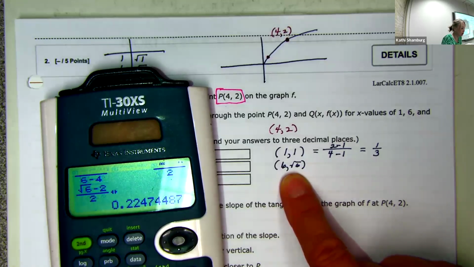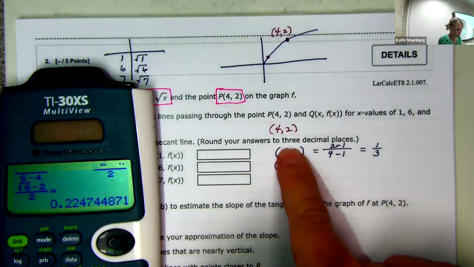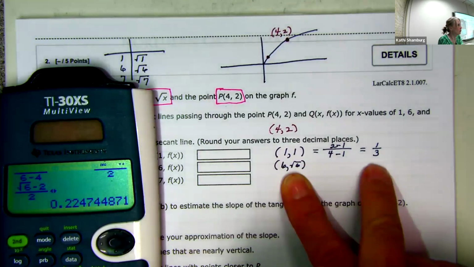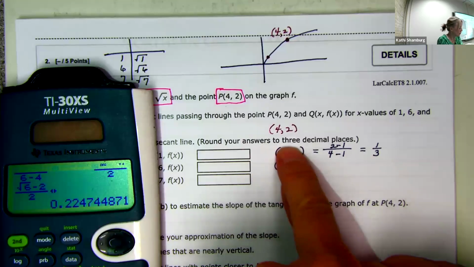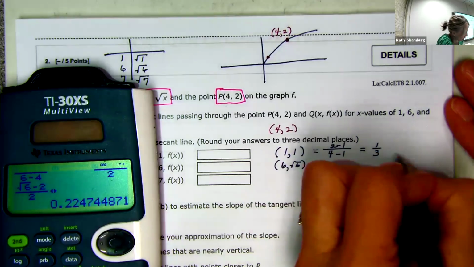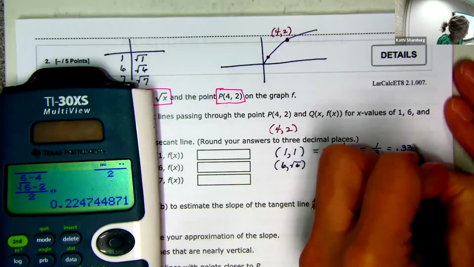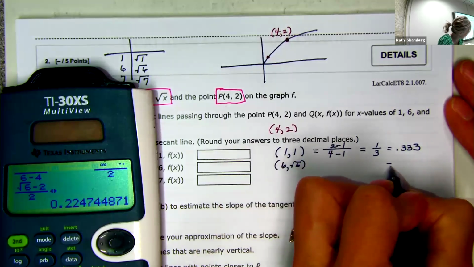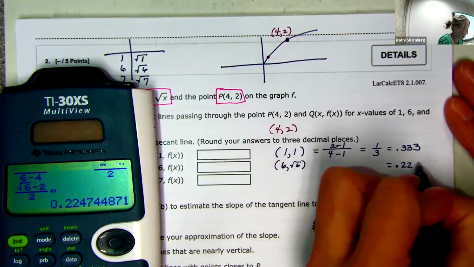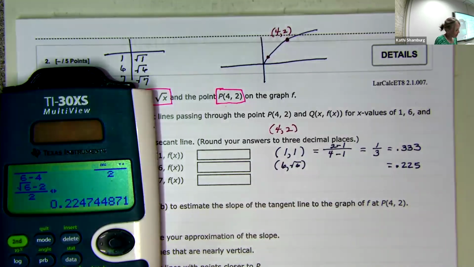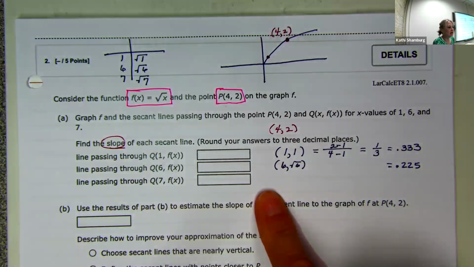Look, I don't know what it's going to want, I'd have to see what the answers are. Okay, it says 3 decimal places. Oh yeah, right there, thank you. So this one would be 0.333. Oh, it wants 1/3. Yeah, so read your directions. So for this one, it wants 0.333. And for this one, its slope would be 0.225. Then I'm not going to do the next one. I think you get the idea.